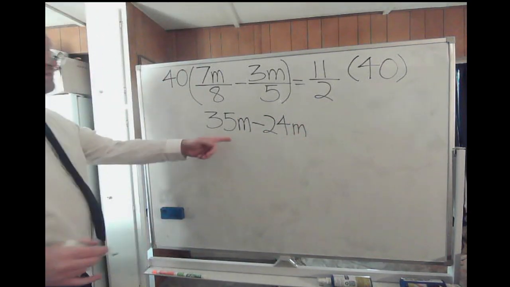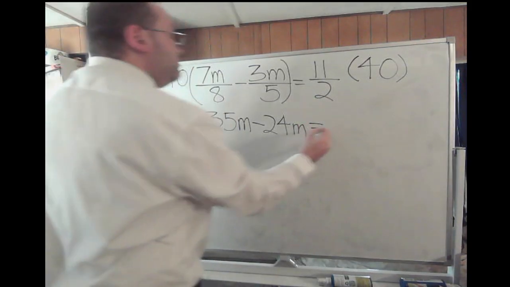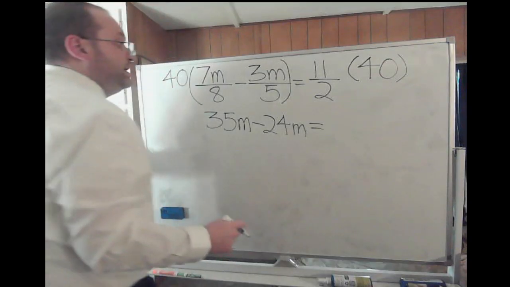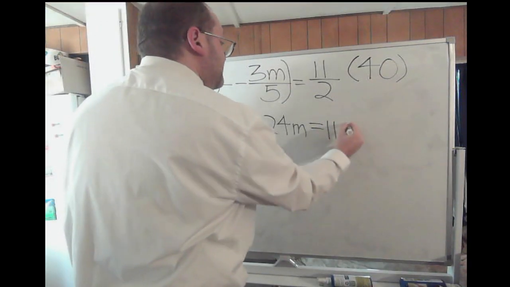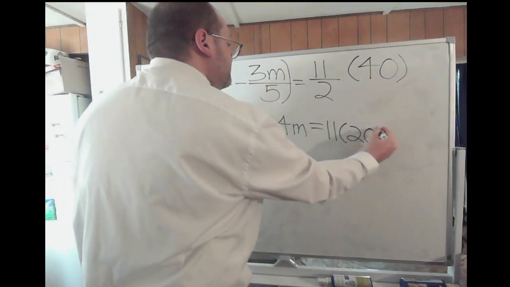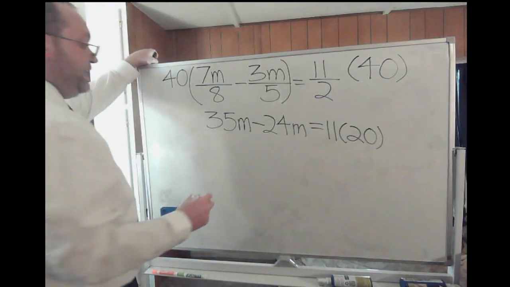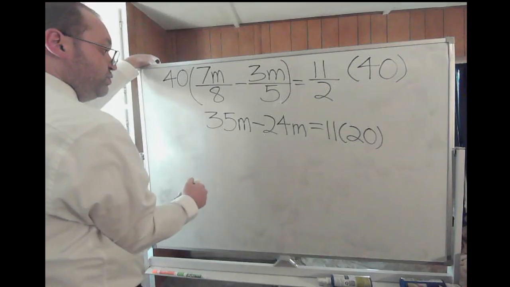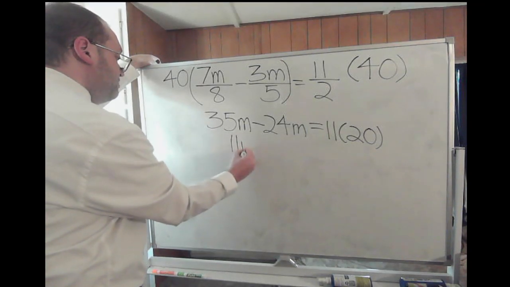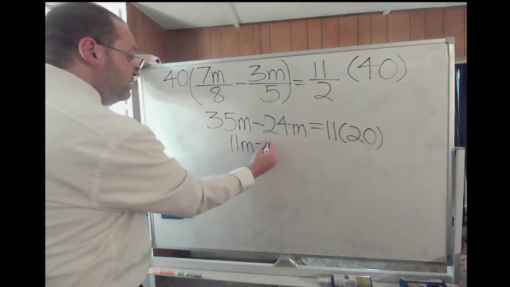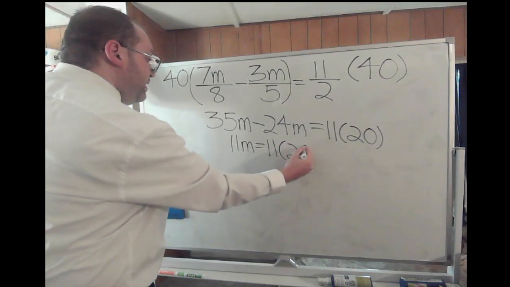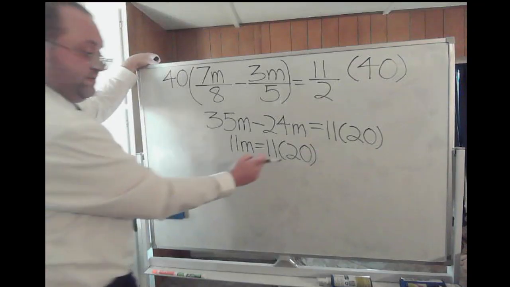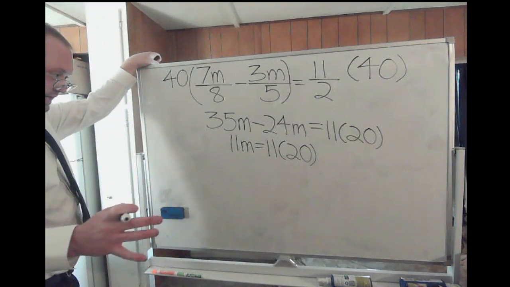So you have 35m minus 24m is going to be equal to, let's see, 11 halves times 40. You'd end up getting 11 times 20 because 40 divided by 2 is 20. So what you have now, 35m minus 24m, that's 11m, would be equal to 11 times 20, right? Notice you can divide both sides by 11. You don't even need to go through multiplying 11 times 20.